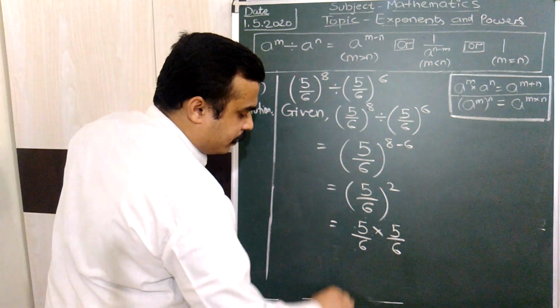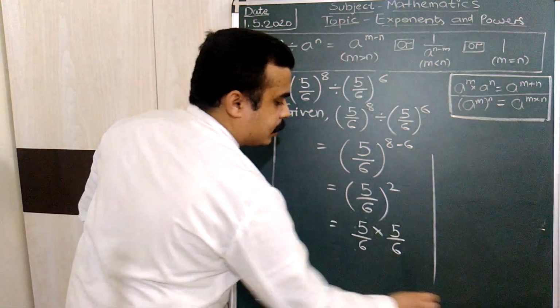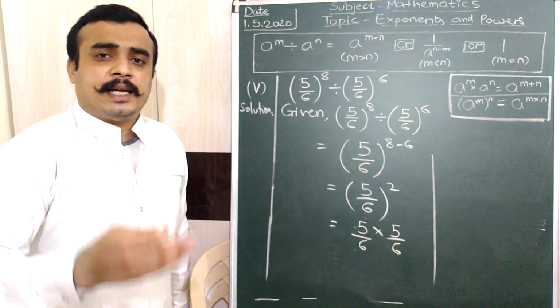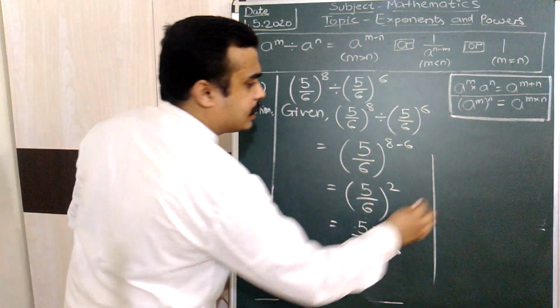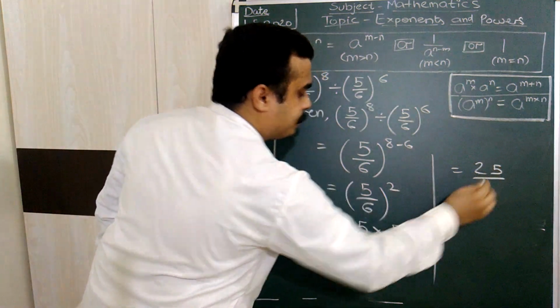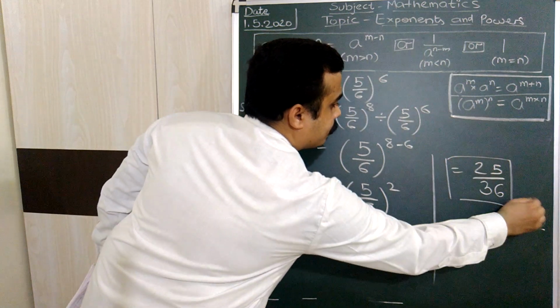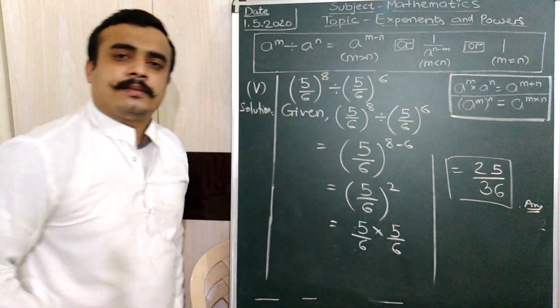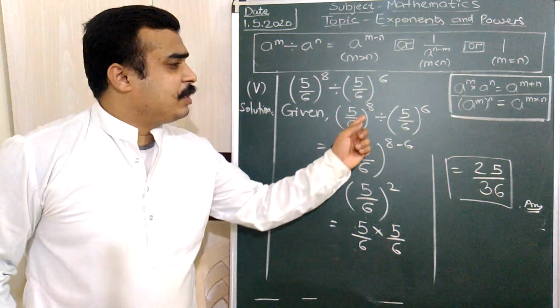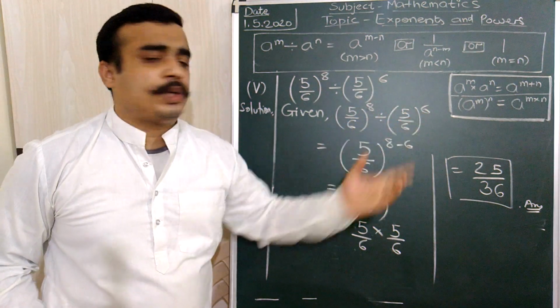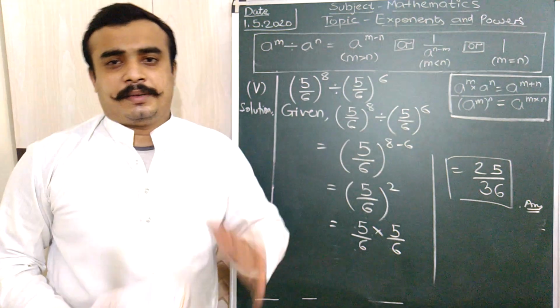So here no further simplification is possible. Then directly we will go for multiplication. 5 5s are 25, 6 6s are 36. And suppose if we have the same powers, here also 8, here also 8, then the answer will be 1.